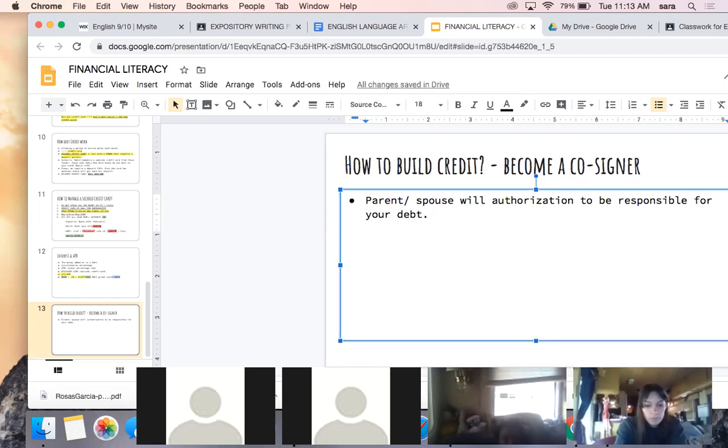This is where you wanna be careful in getting people involved in your finances. If you're not ready to start credit, then don't get anybody involved, okay? But that's how you can also build credit, to have somebody become a co-signer.